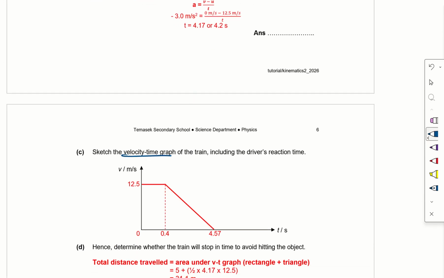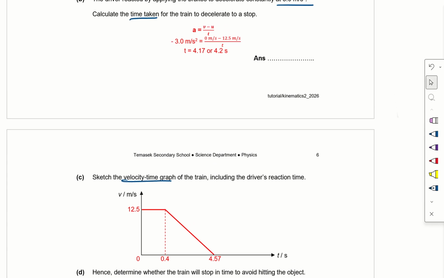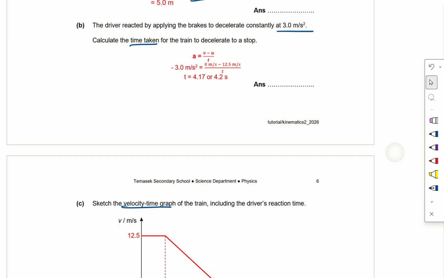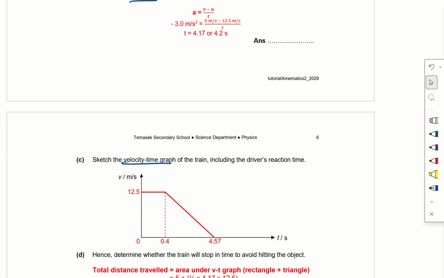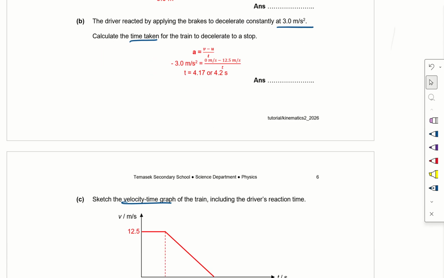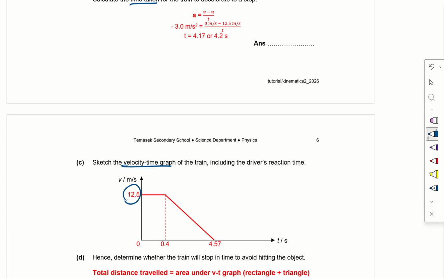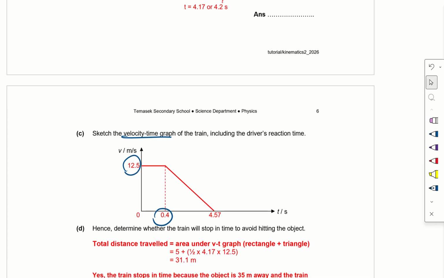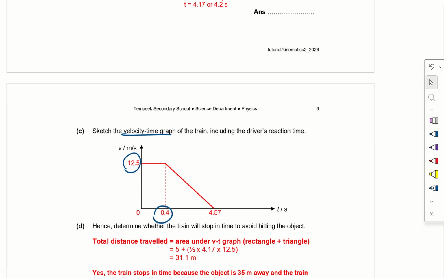Now sketch the velocity-time graph of the train, including the driver's reaction time. That means we need part A and part B's information. Okay, so initially the velocity was at 12.5 meter per second. So we put it over here. And this is the amount of time that the driver will need to think, right, before he decides whether to step on the brake. So it is 12.5 and then constant speed for 0.4 seconds.